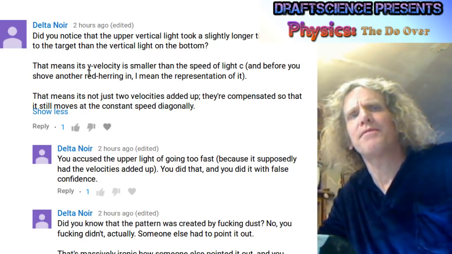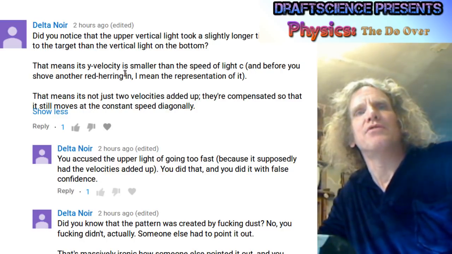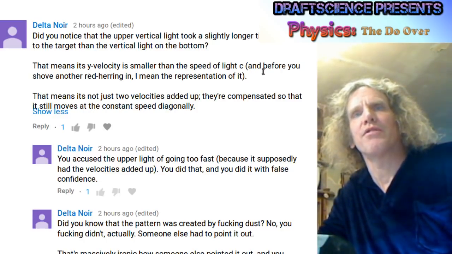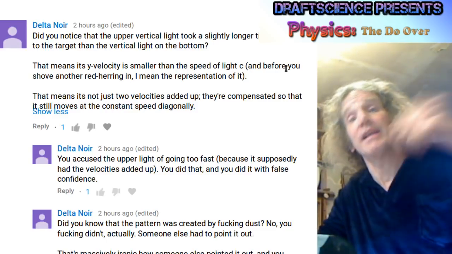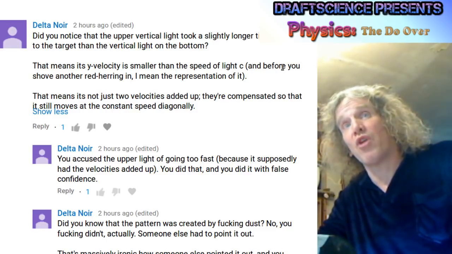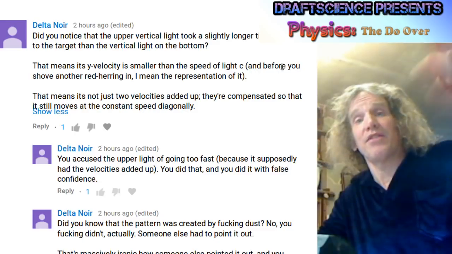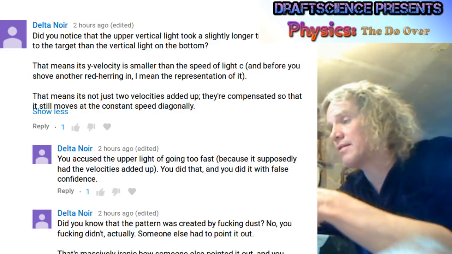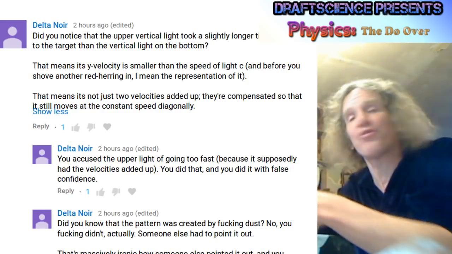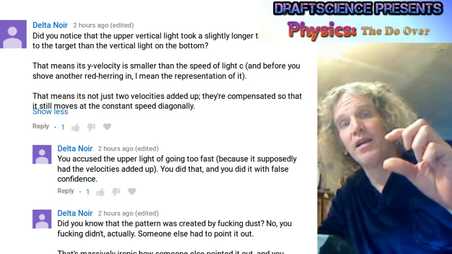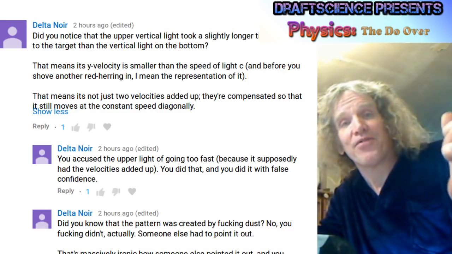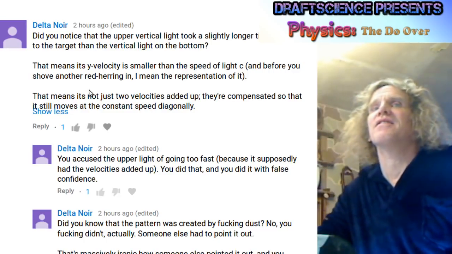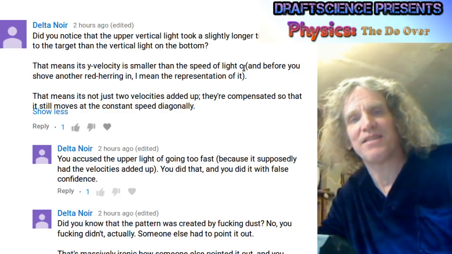Oh, what a man. I mean, fuck. That means its y velocity is smaller than the speed of light c. Well, it isn't. Your premise is wrong, and your assumption that that tiny bit of difference would account for the difference between 5 and 3/8 and 4. Guess what? That's a pretty big difference, fuckhead. That's almost 20% difference.